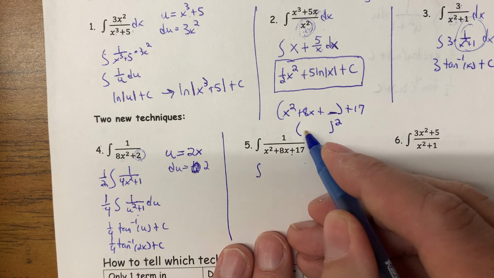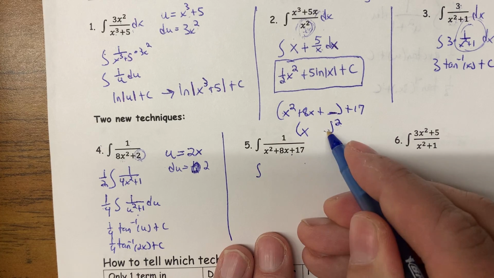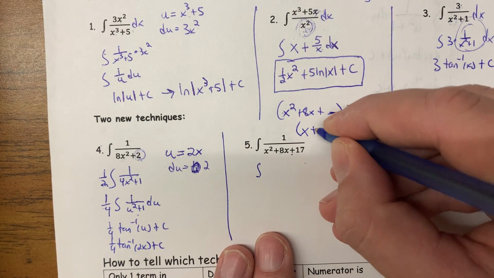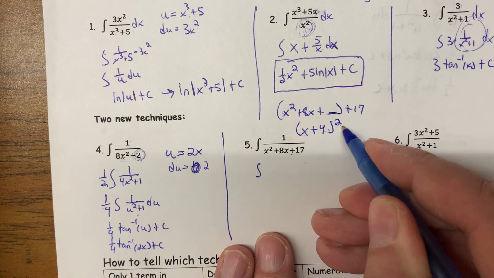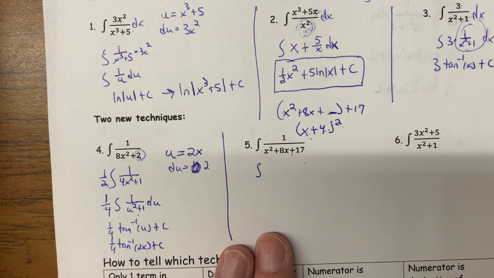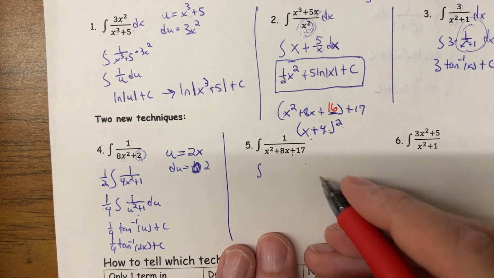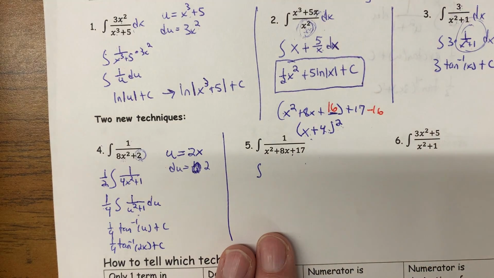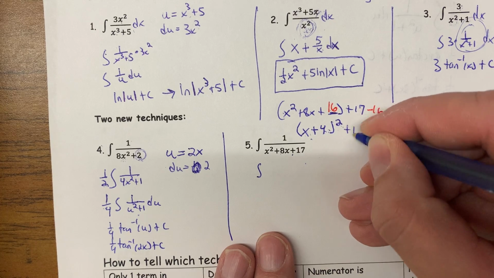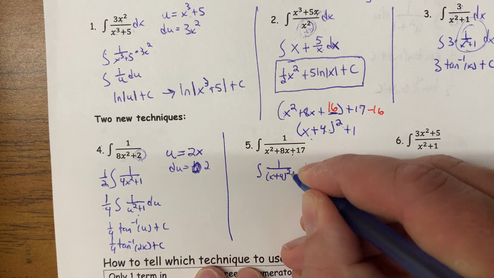So when you square a binomial, you square the first one. So that'll give us x squared. Then these two multiply together and double to make 8x. And so this needs to be plus 4. So x plus 4 squared will give me x squared plus 8x. And the last term is 4 squared. This will be 16. This needs to be plus 16 to make it a square binomial. And if we add 16, we have to subtract 16 to cancel it out. And so we get plus 1. And so this is 1 over x plus 4 squared plus 1.